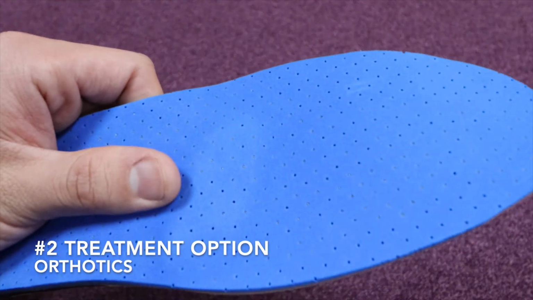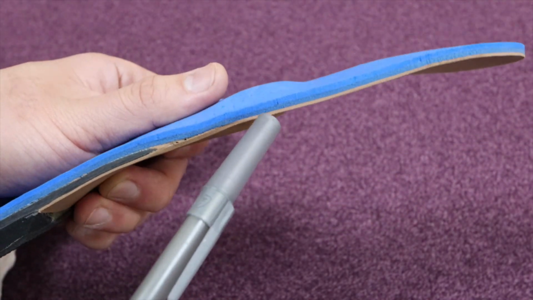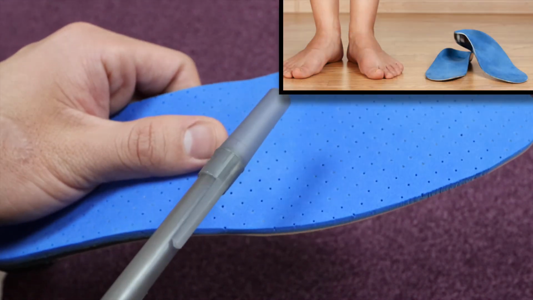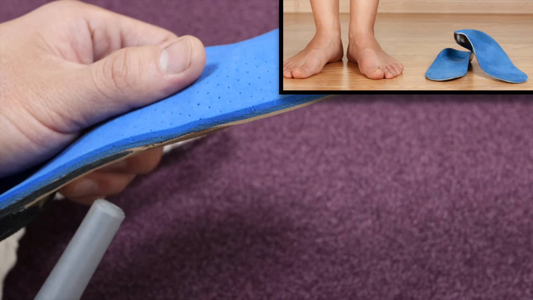So an orthotic is another way we can fix the bunion. An orthotic looks like this. It looks like this, and then it goes between your foot and your shoes. So you think of an orthotic as glasses for your bad eyes, but for your foot.